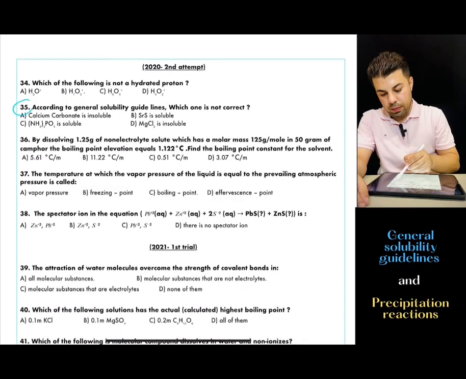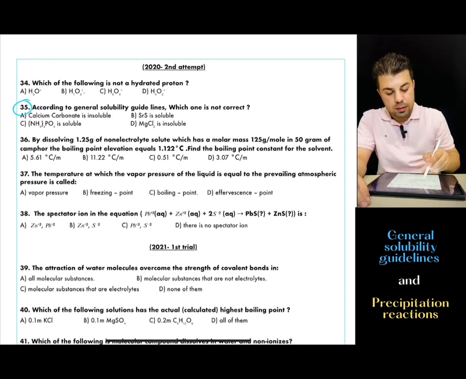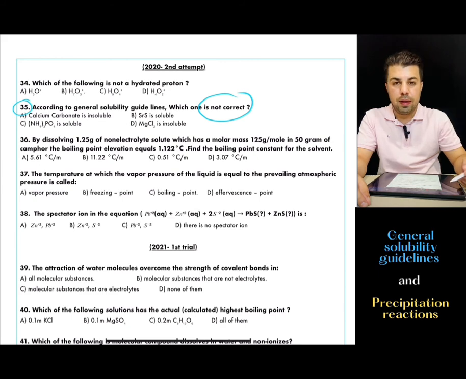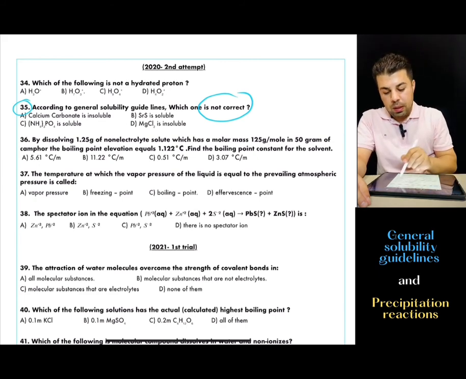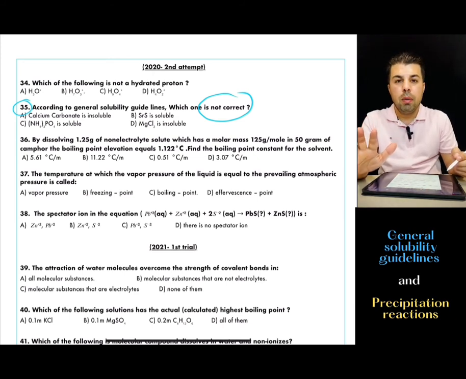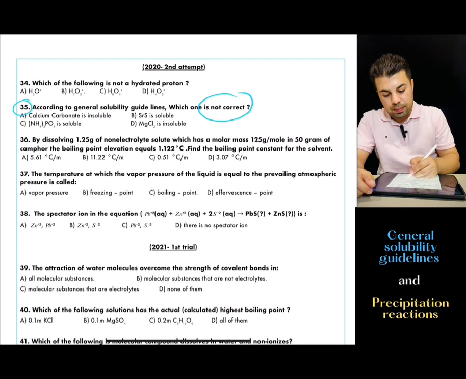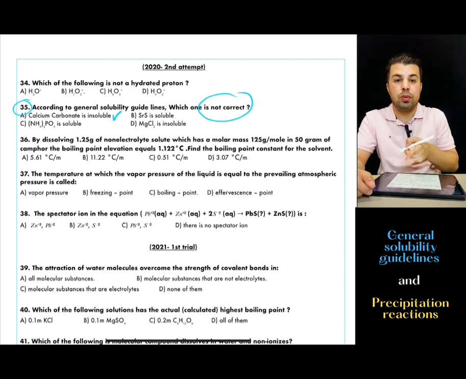Okay, question 35. According to the general solubility guideline, which one is incorrect? So you have to find the incorrect option, the one that is wrong. Option A, calcium carbonate is insoluble. According to rule number 5, most carbonate, phosphate, silicate compounds are insoluble except those of ammonium, potassium, sodium. So this one is true, but it's not the correct answer. You have to find something that is wrong, and that becomes the true answer.